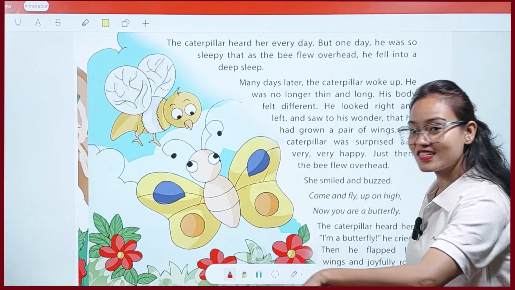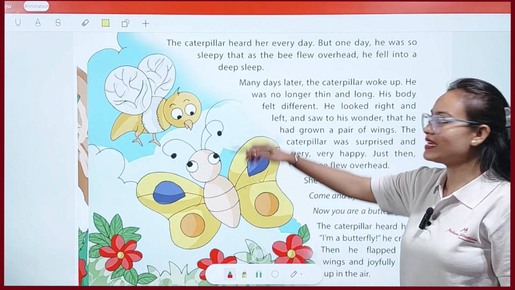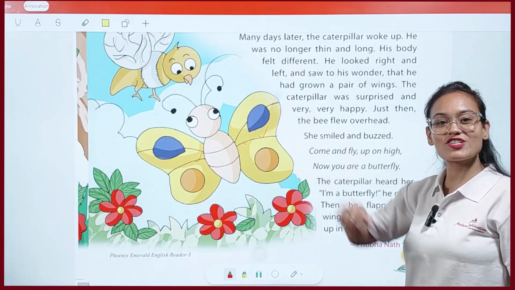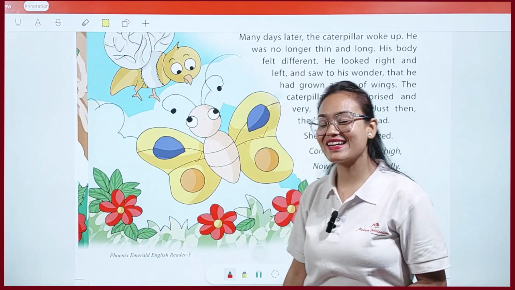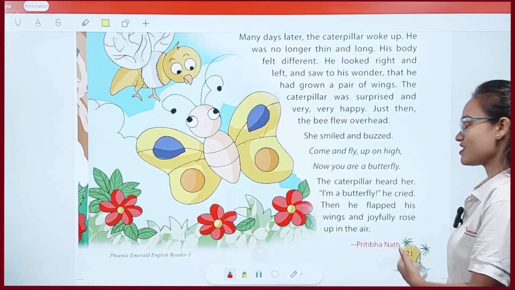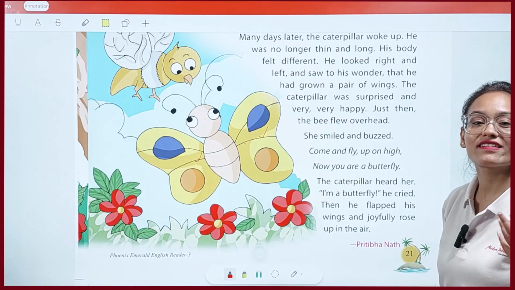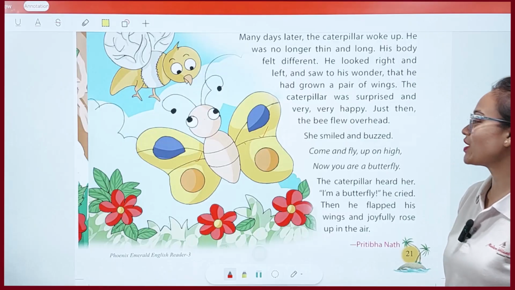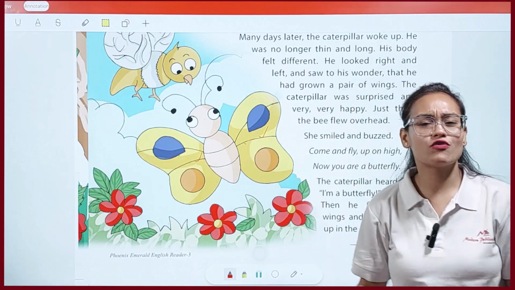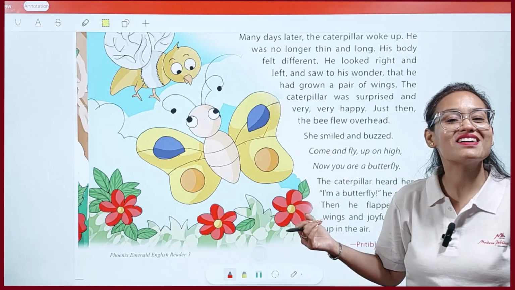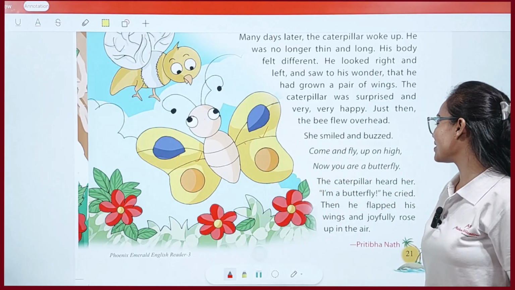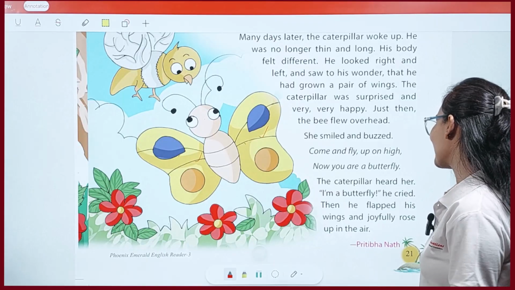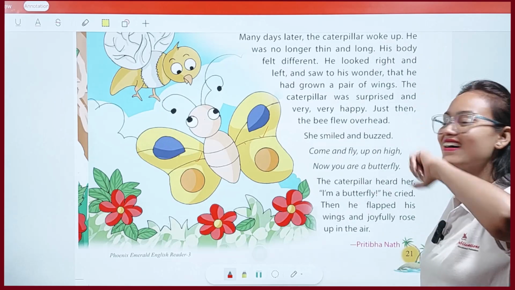And just at that time, the bee came. She smiled and buzzed. You can see in this picture, the honeybee is smiling, and she again sang the song. "Come and fly up on high. Now, my sweet little caterpillar, you have grown two beautiful wings. Now come with me and start flying." The caterpillar heard her. "I am a butterfly," he cried. Then he flapped his wings and joyfully rose up in the air.